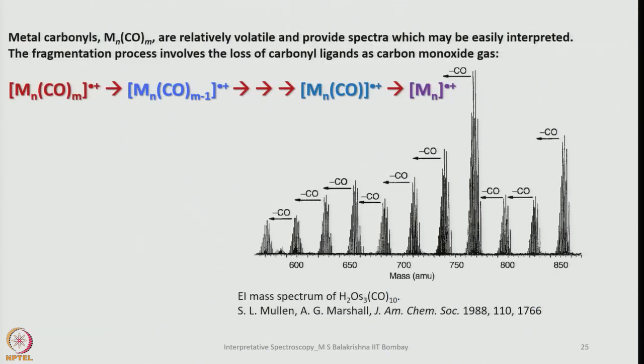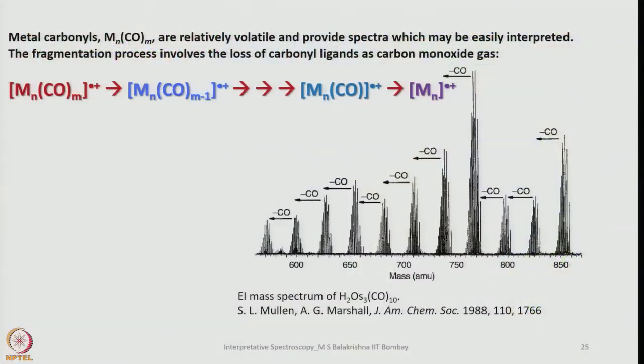Now let's look into metal carbonyls. We come across a large number of metal carbonyls, from simple mononuclear to polynuclear clusters and cages. For example, here, how to look into the spectrum, how to extract information from mass spectra of metal carbonyls. And of course, we all know that metal carbonyls are relatively more volatile and provide spectra which may be easily interpreted. The fragmentation process involves the loss of carbonyl ligands in the form of carbon monoxide gas.